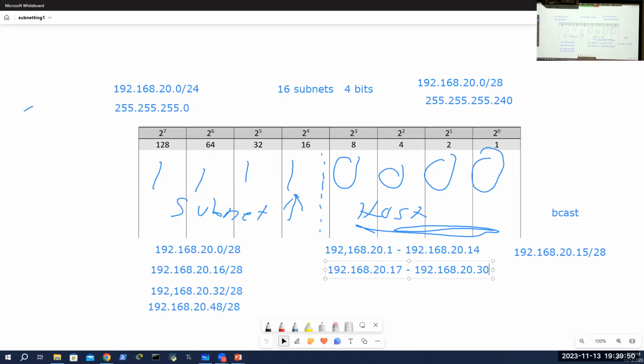So the way to look at it is to look at your next subnet. Your next subnet here is 32. So to get the last host of the previous subnet, just subtract 2. The broadcast for the previous subnet is just 1 less, right? Yep. And if you look, it follows that pattern we saw before.